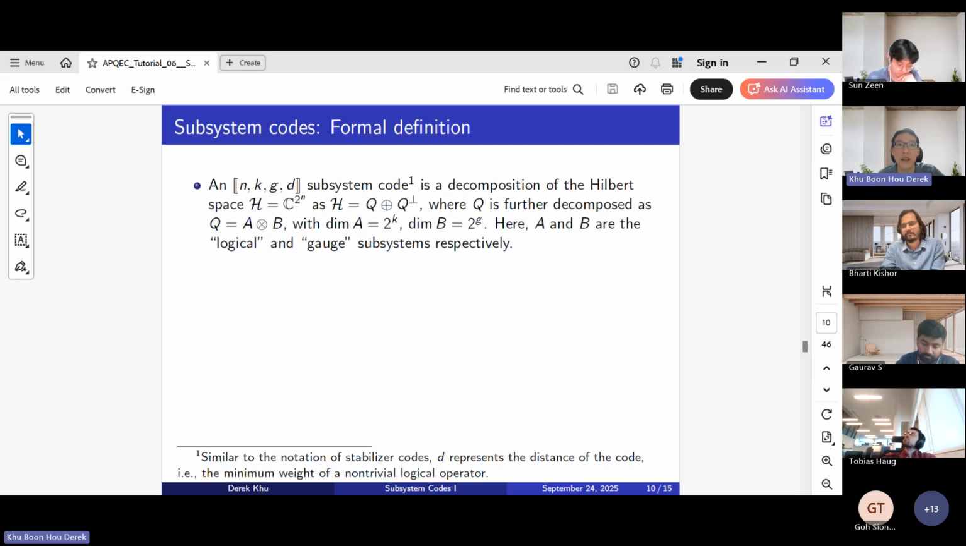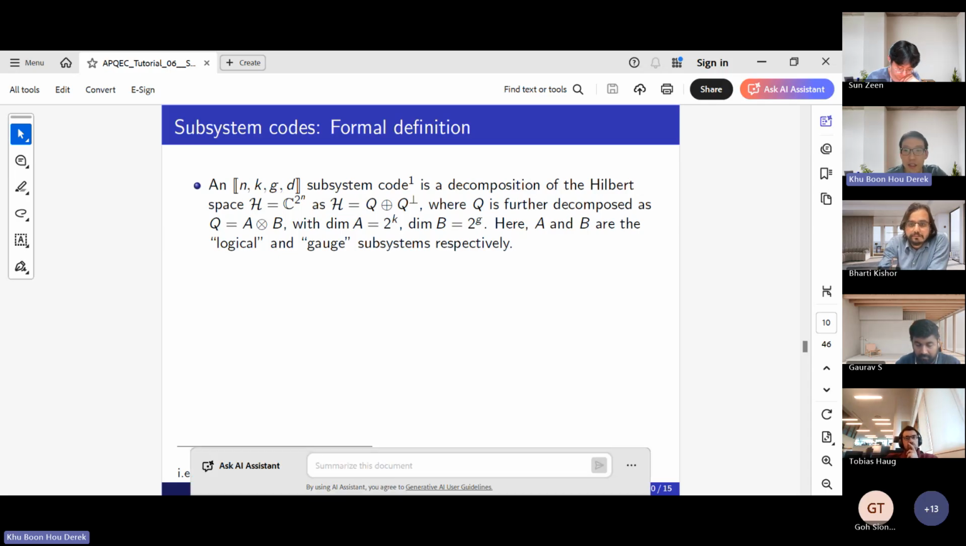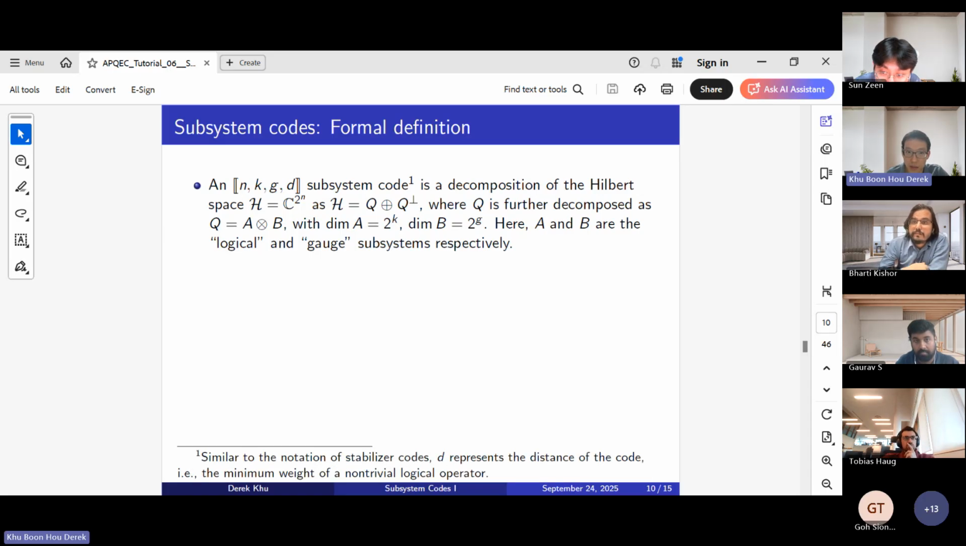And so what is a subsystem code? A subsystem code is an [[n, k, g, d]] code. D represents the distance, which I didn't define up here, so I just put it as a footnote. But a subsystem code is a decomposition. We have n physical qubits, so the entire qubit space is of dimension 2^n, and you could decompose it. This is kind of just like the stabilizer code.